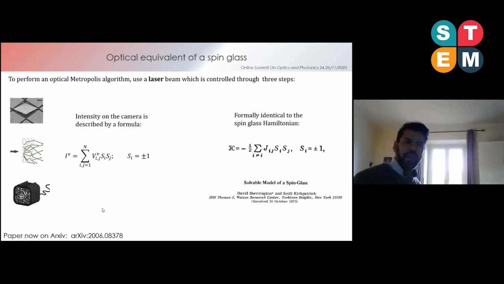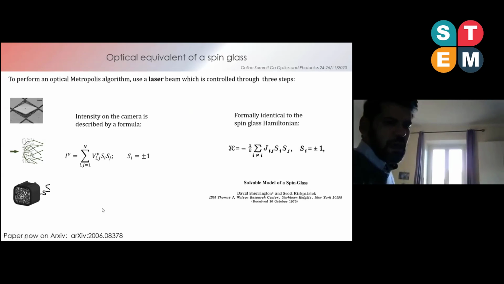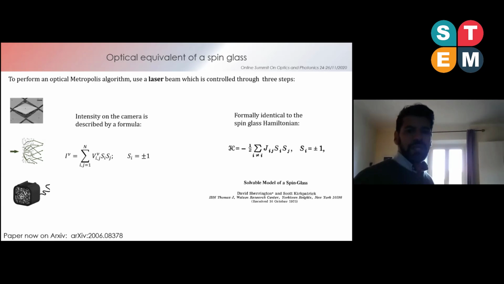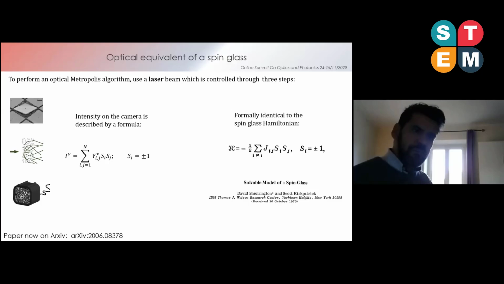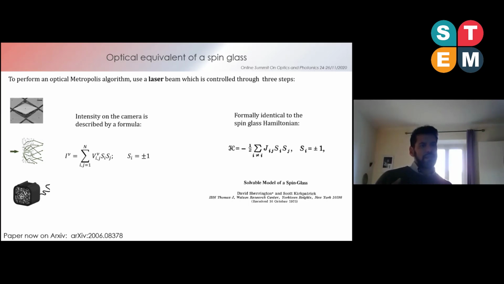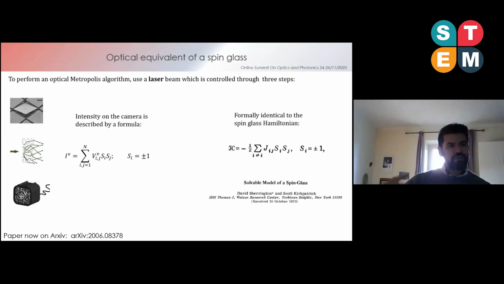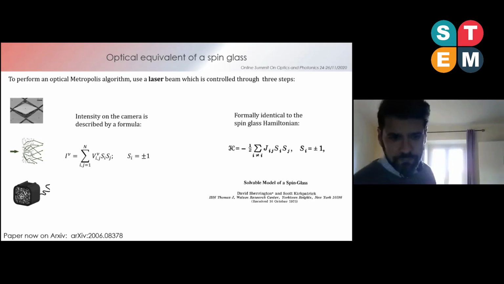So if you compare the intensity measured by the camera with the Hamiltonian of the spin glass system, this is actually the same. The way we describe the intensity on the camera is exactly the same as the Hamiltonian of the Sherrington-Kirkpatrick system. So we have a method to really simulate the system by measuring optically the Hamiltonian.